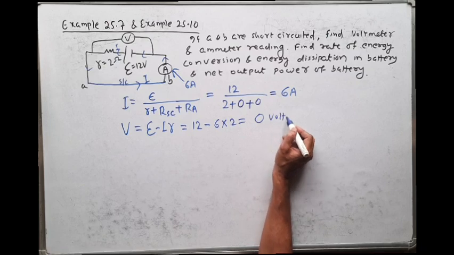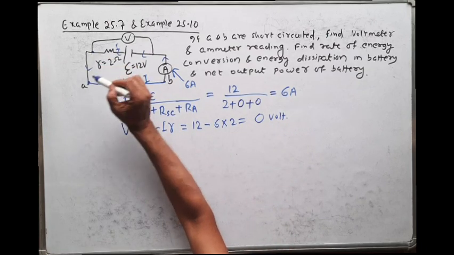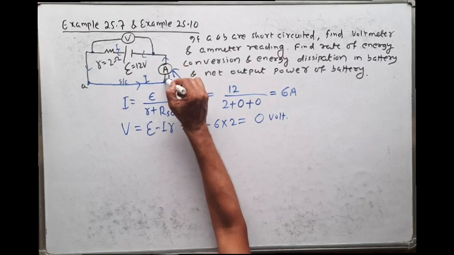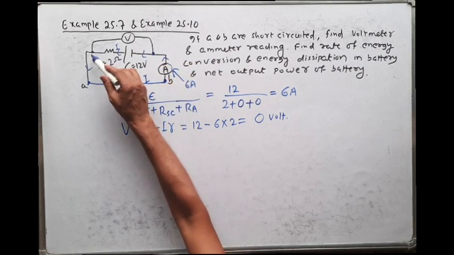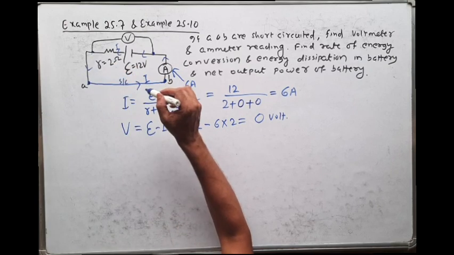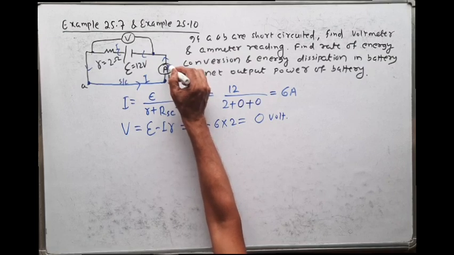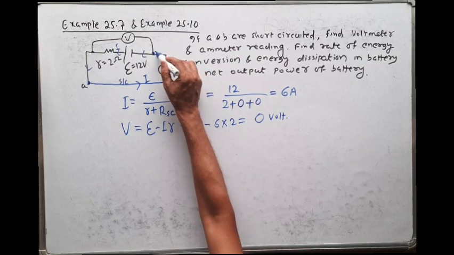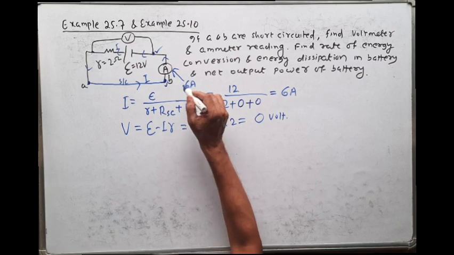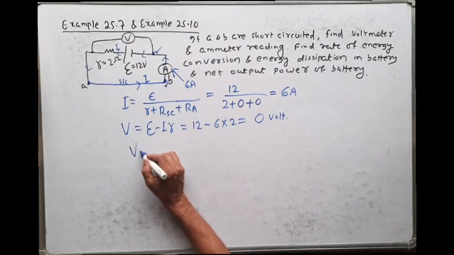volt. Now see, this point is same as this point. Because potential at this point is same as this point, there is no resistance connected. From this point to this point, there is no resistance because resistance of ammeter is 0. So these points have the same potential. So I can directly find the voltmeter reading.